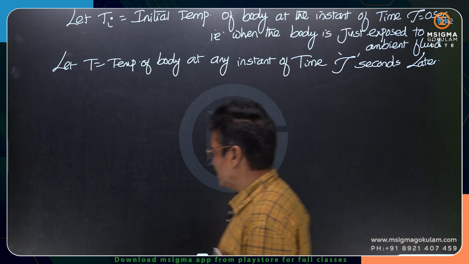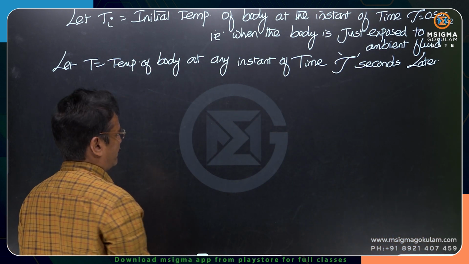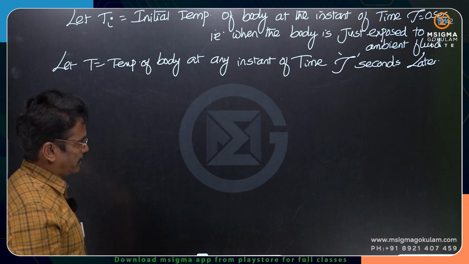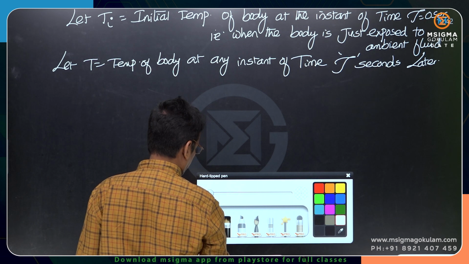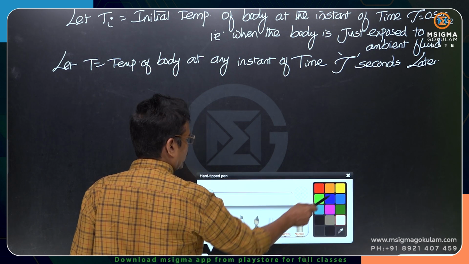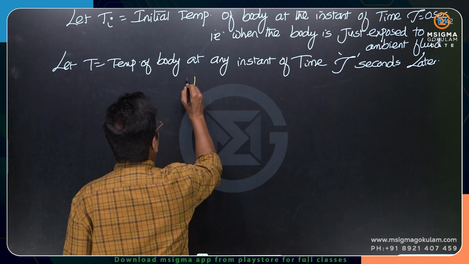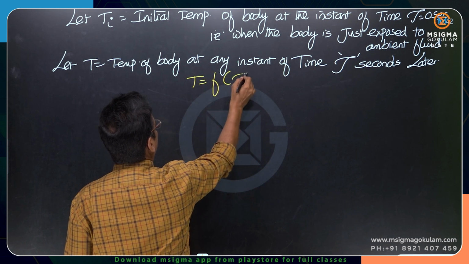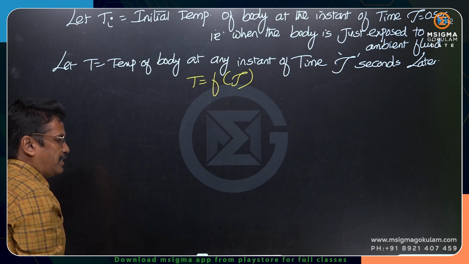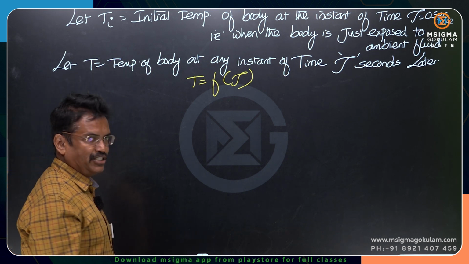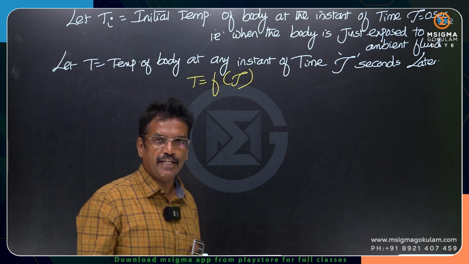Let T be the temperature of the body at any instant of time, tau seconds later. T is a function of time. As the time is increasing, temperature is decreasing. I want to establish that function. For that, I would like to write the energy balance for the body at any instant of time.